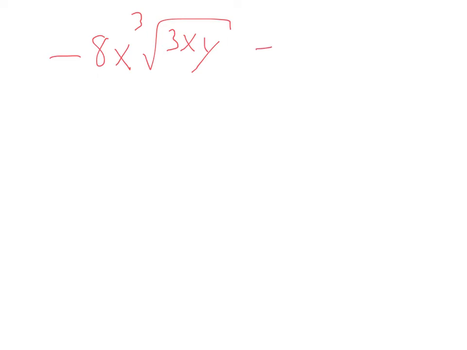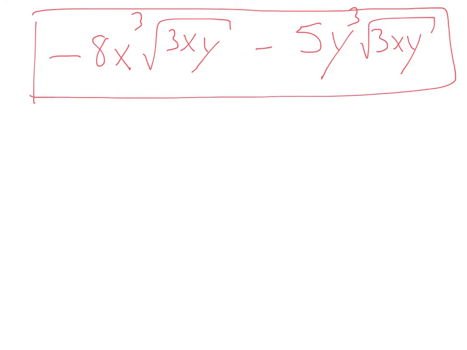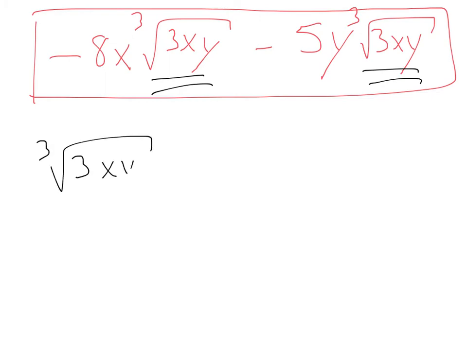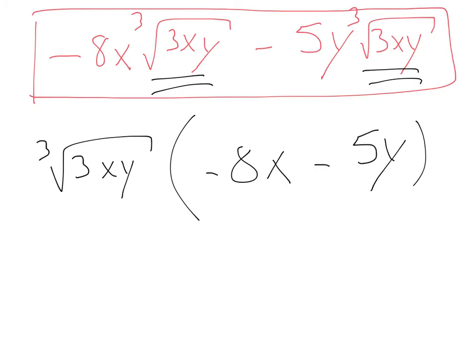Okay, the third root of 3xy minus 5y, the third root of 3xy, and that's going to be the final answer. Okay, if you want to factor more, we can just factor with this 3xy. So -xy -8x minus 5y. This is also correct.